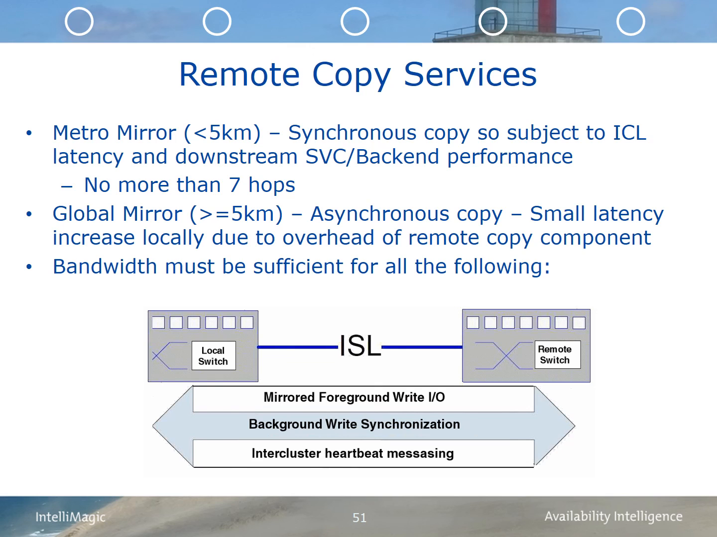For sites with limited bandwidth, a flexible RPO, and sufficient free space at the primary site, the Global Mirror with change volumes provides a cost-effective means of replicating storage. Keep in mind that regardless of what technology is selected, you need to have the appropriate bandwidth to handle the mirrored foreground write I/O and the background write synchronization.